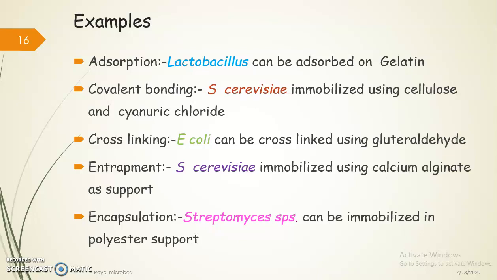Cross-linking, E. coli can be cross-linked using glutaraldehyde. Entrapment, again Saccharomyces cerevisiae can be immobilized using calcium alginate as support. It's one of the common methods. Encapsulation, example is Streptomyces species can be immobilized in polyester support. These are some examples for immobilization of cells.